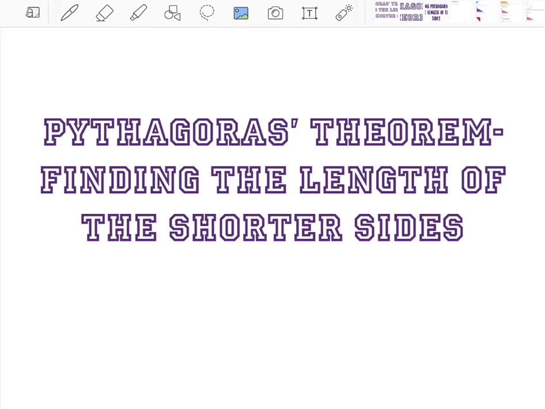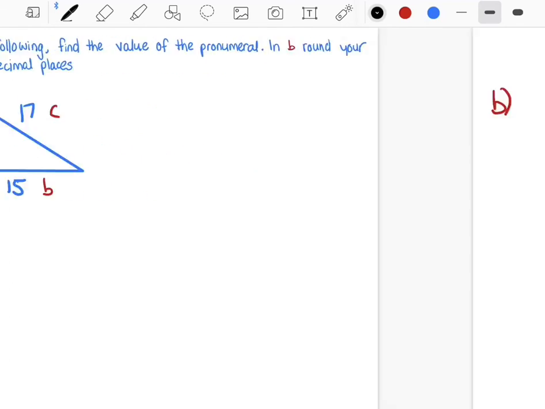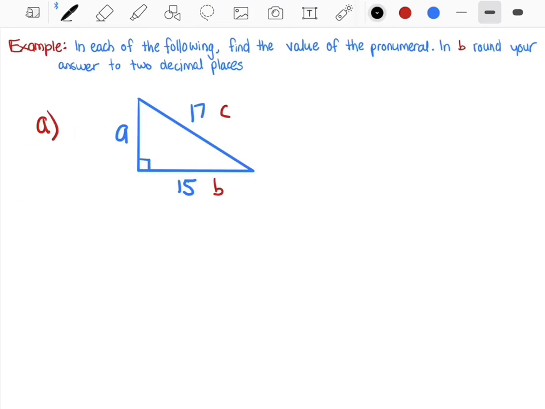This is for week 5, and this is for finding the length of the shortest lines using Pythagoras' theorem. The two examples in the notes that you're going to work through are this one and then this one. If we read the question properly, it says in each of the following, find the value of the pronumeral. Remember the pronumeral is the unknown or the letter. And in example B, round your answer to 2 decimal places.